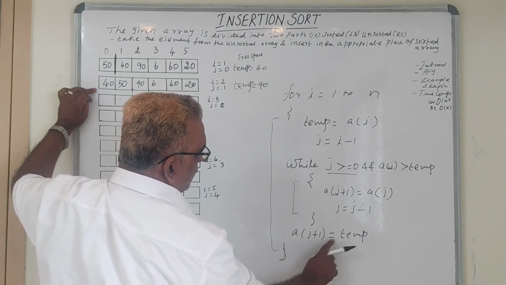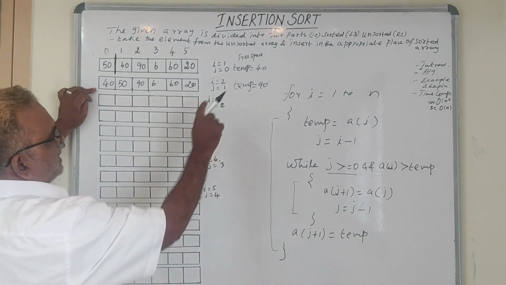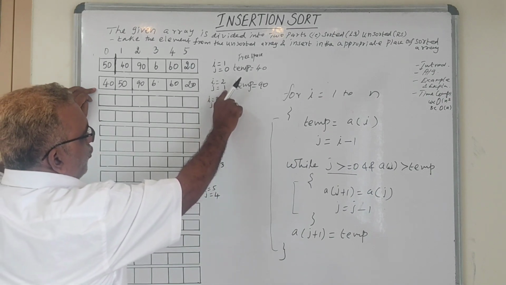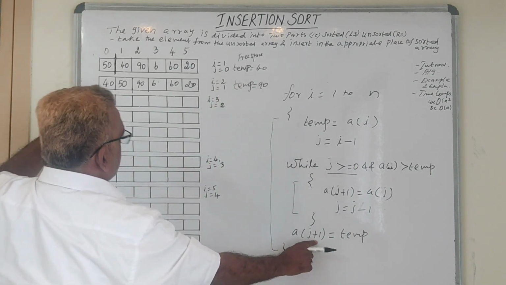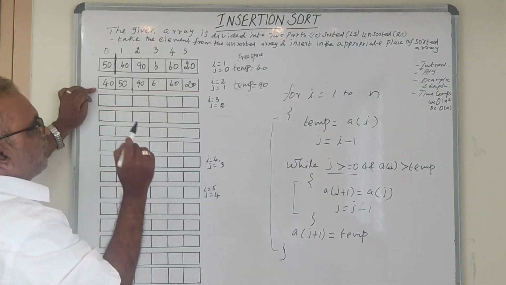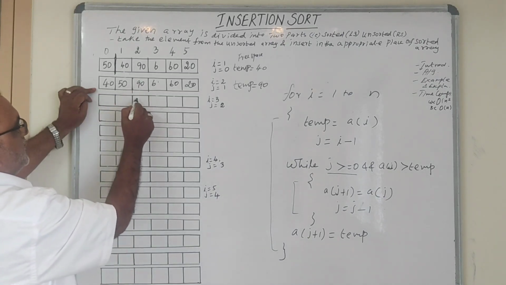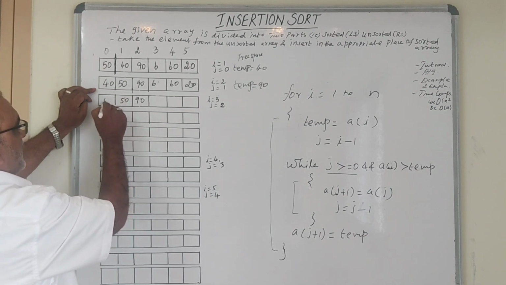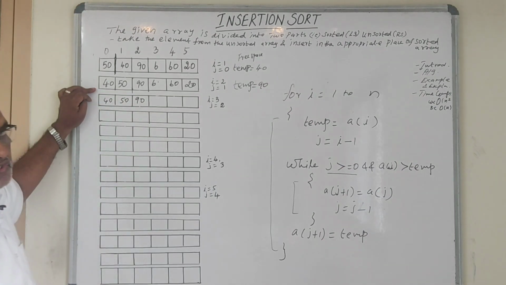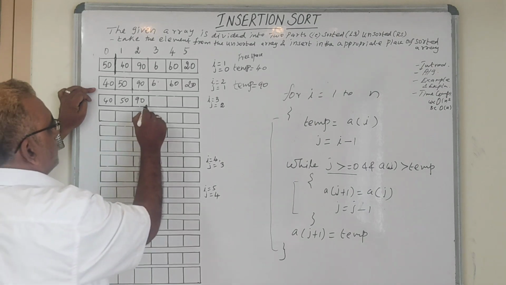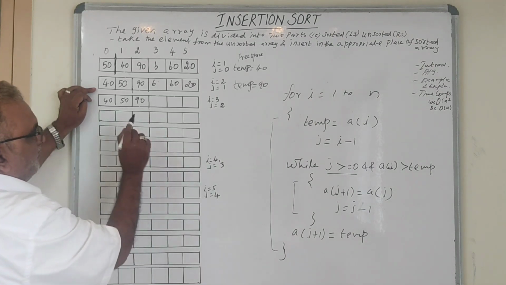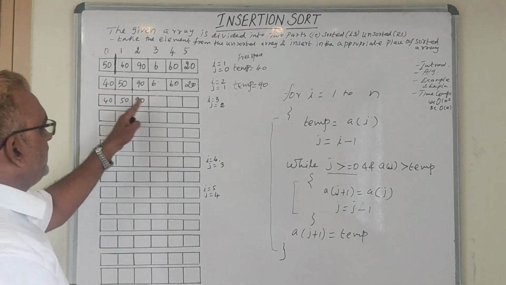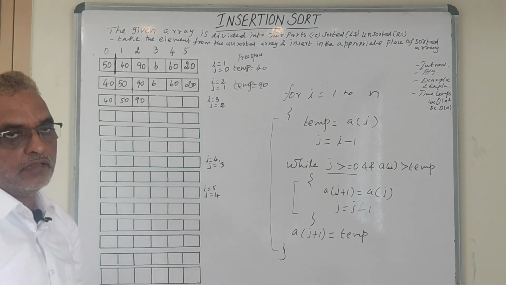So a of j plus 1 is equal to temp. The value of j is 1, so j plus 1 is 2. In location 2 we store this value, 90, so it is nothing but as it is. The remaining values are stored as they are. So up to this point we have sorted 3 elements, and 3 elements are yet to start.